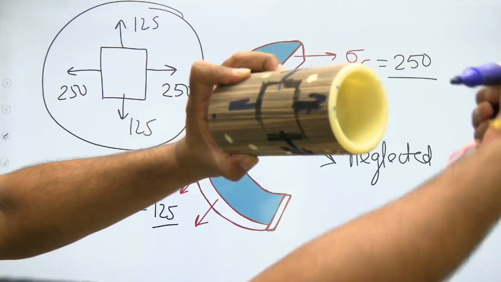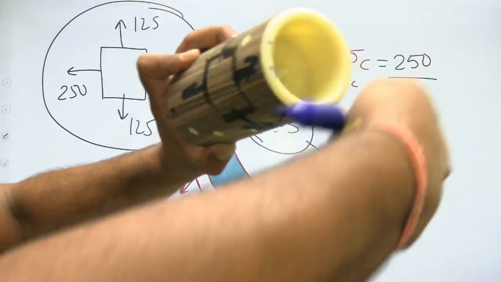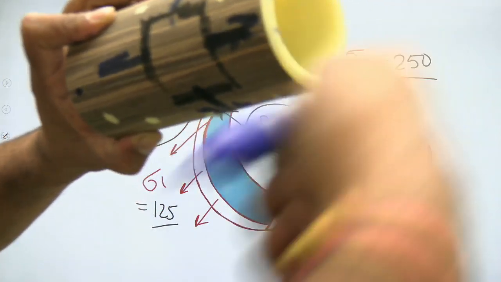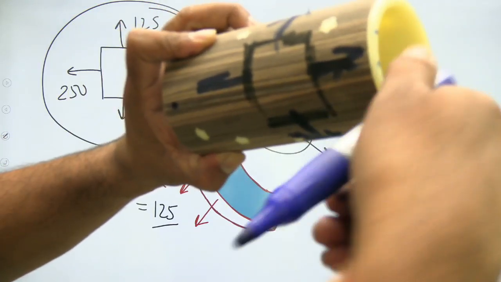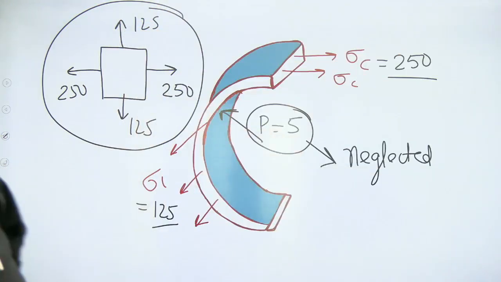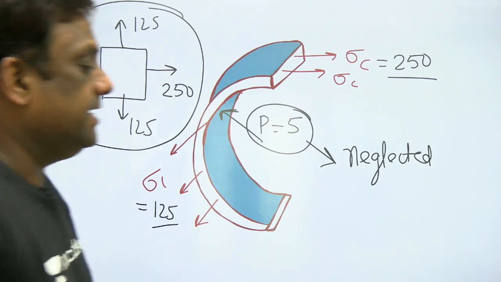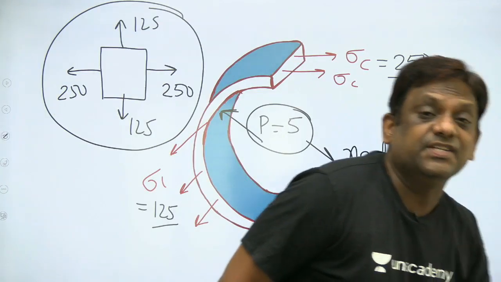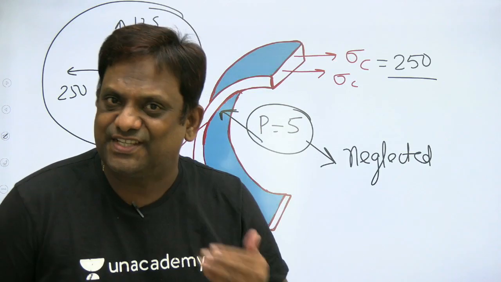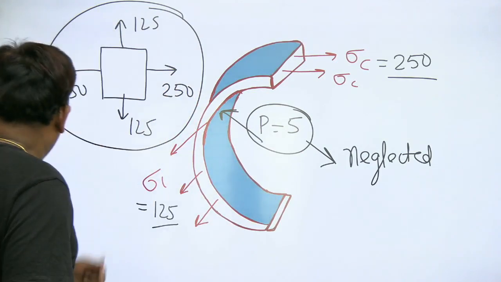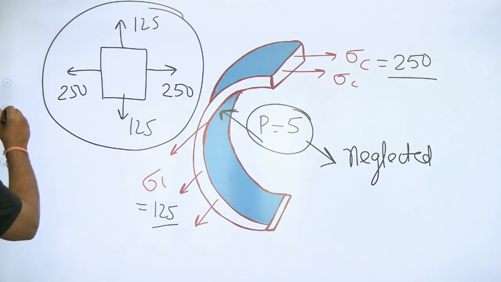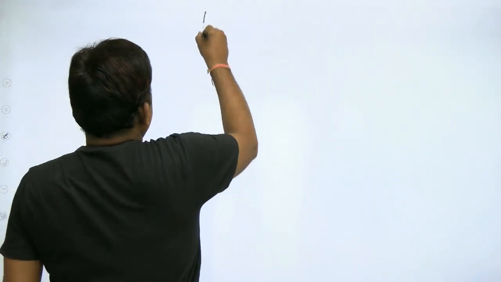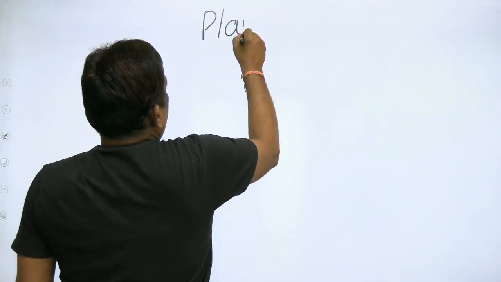So in the z direction, look once, it is almost negligible. X, Y. Therefore, a thin cylinder subjected to internal pressure is an example of plane stress. Okay, now we'll see, my dear students, what is plane strain. After that we'll start comparing.